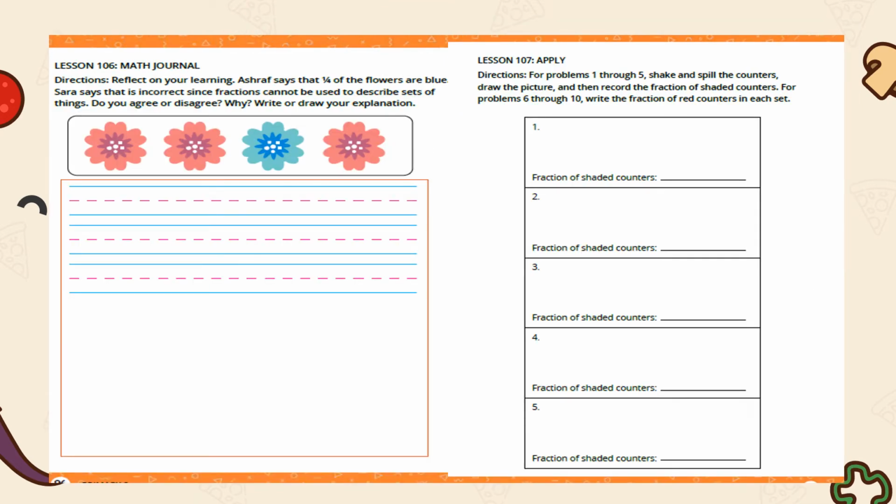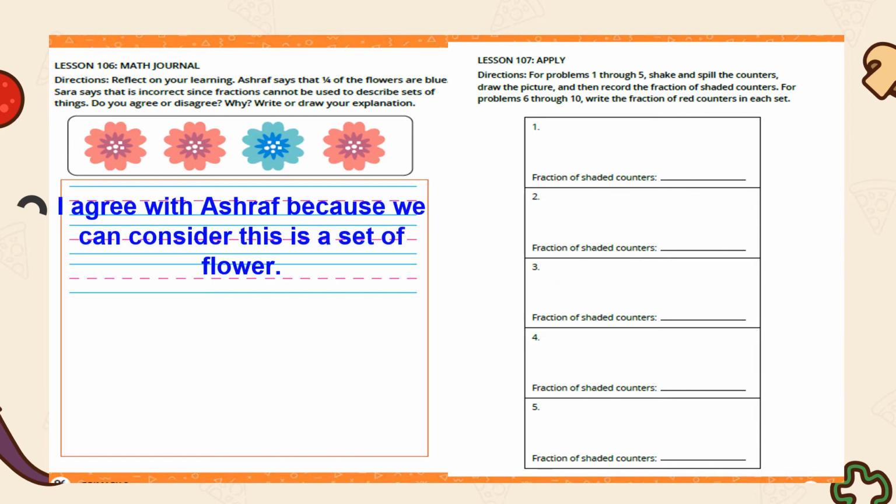You can complete the page by yourself. Lesson 106. Reflect on your learning. Ashraf says that 1/4 of the flowers are blue, but Sarah says that is incorrect, since fractions cannot be used to describe sets of things. Do you agree or disagree? I agree with Ashraf because we can consider this a set of flowers. So the fraction of blue flowers is 1 over the total.